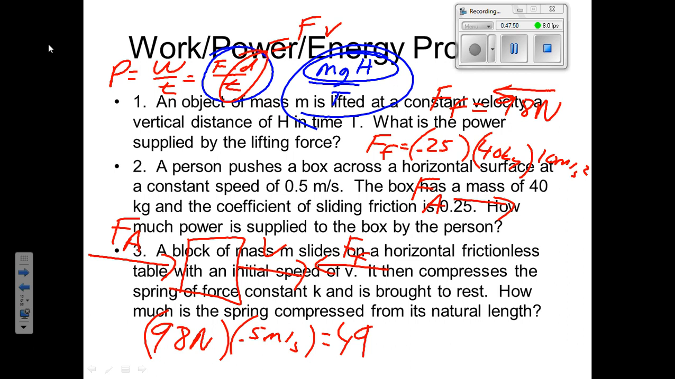Let's think about our units for this problem. We're calculating power. We've got a Newton times a meter over a second. What is that Newton times a meter? A joule. And what is a joule divided by a second? A watt. So our answer here, 49 watts of power. Does that make sense? All right, let's try number 3. Let me clear some of this mess out of the way first.